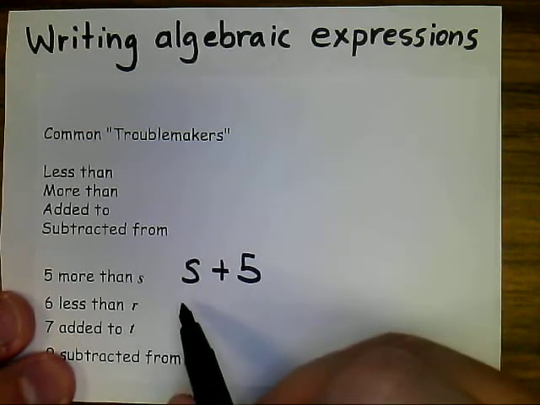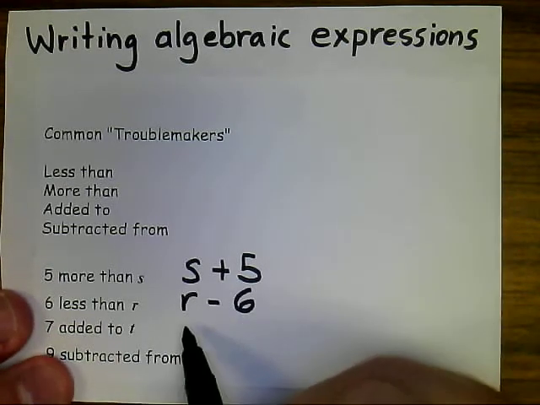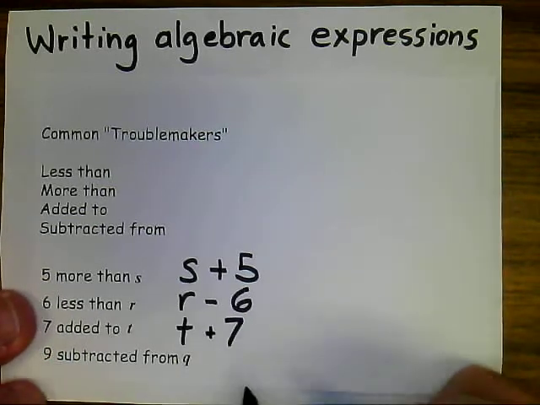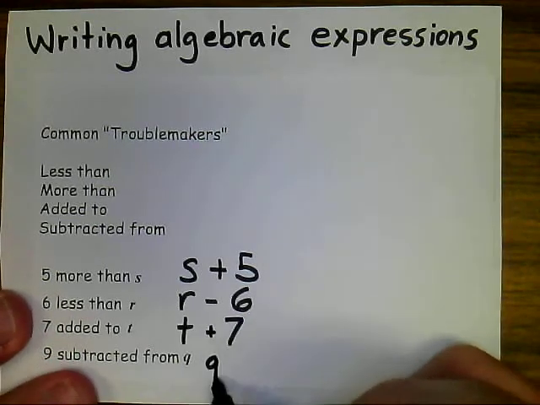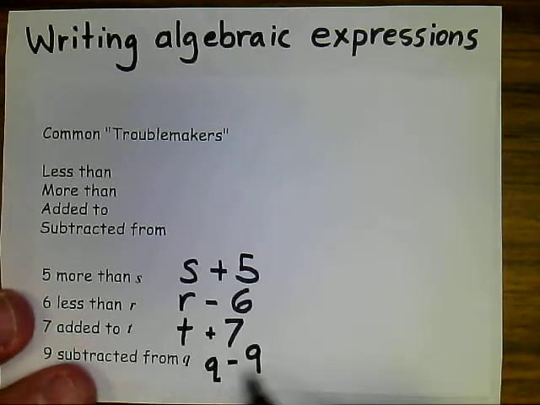6 less than r actually means r minus 6. 7 added to t actually means t plus 7. And 9 subtracted from q actually means q minus 9. So again, be careful with those variables.